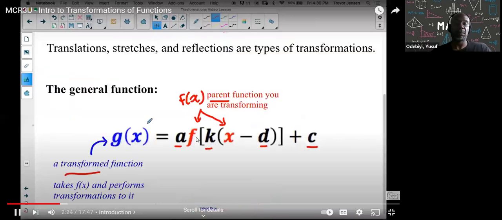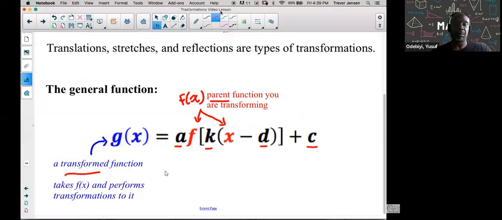So here's the equation of our transformed function g of x. It's equal to a times f of x with k, d, and c in here as well. What we're going to do is look at what exactly these a, k, d, and c parameters do to the parent function f of x. So we'll go one at a time. We'll look at the vertical transformations first.